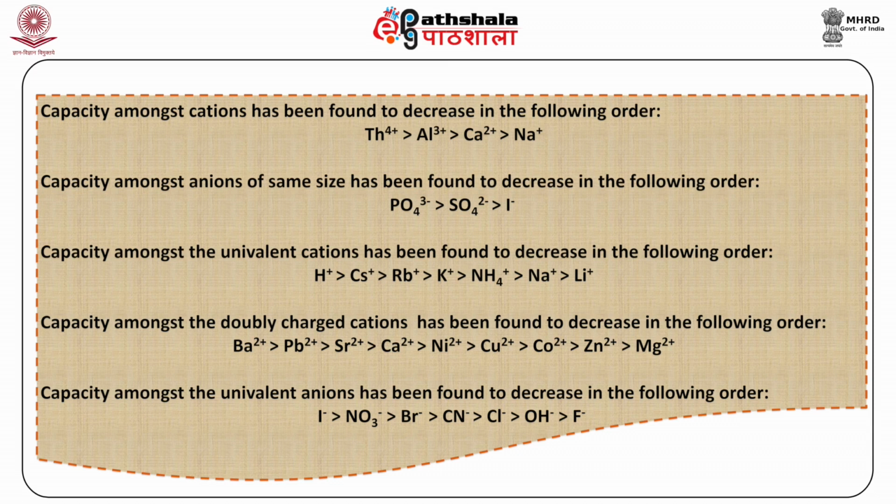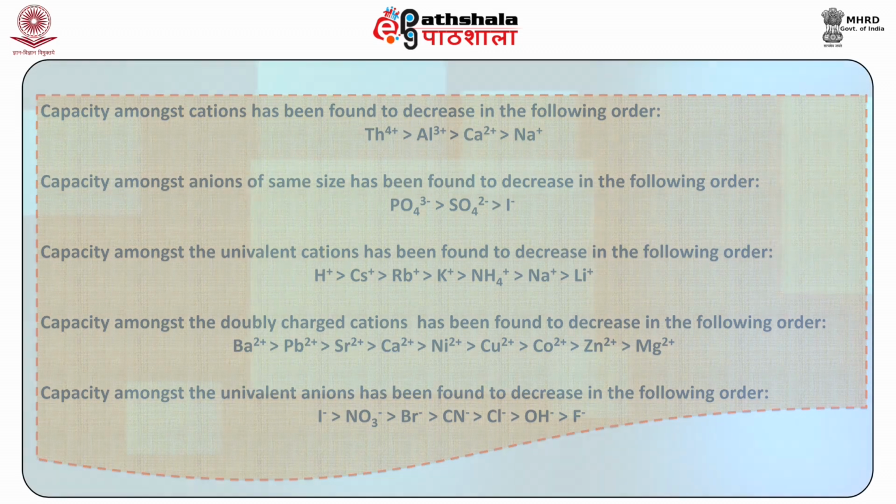If we compare ions carrying the same charge, the size of the hydrated ions plays an important role in determining their capacity to undergo exchange reactions. Thus, amongst the univalent cations, the capacity has been found to decrease in the given order. Amongst the doubly charged cations, the capacity decreases in the order from barium to magnesium. Amongst the univalent anions, the capacity decreases in the order where iodide is maximum, followed by nitrate, bromide, cyanide, chloride, hydroxide and fluoride ions.